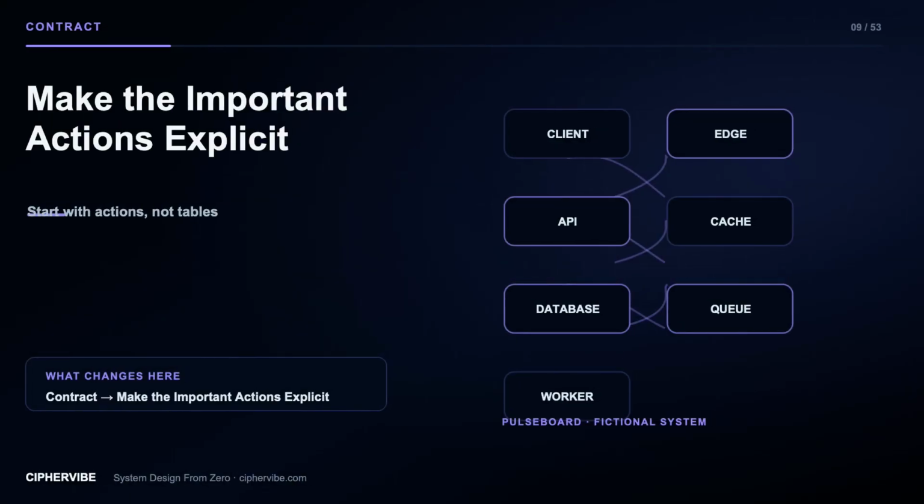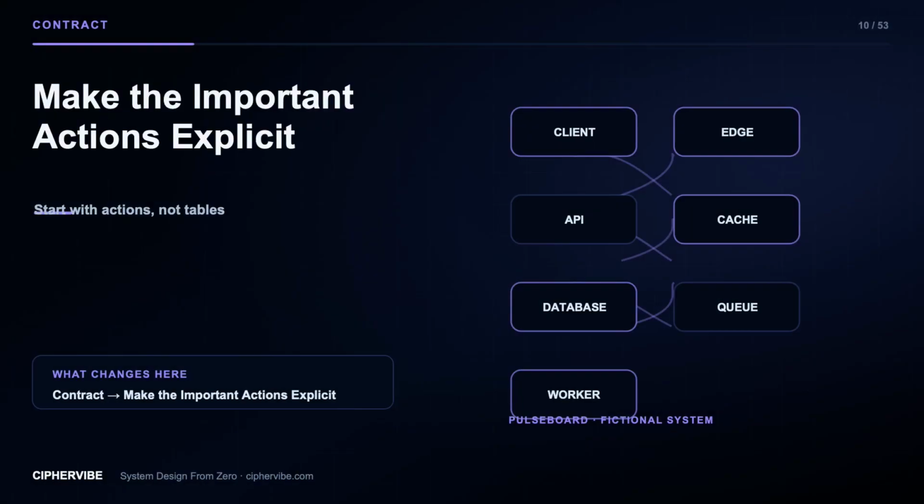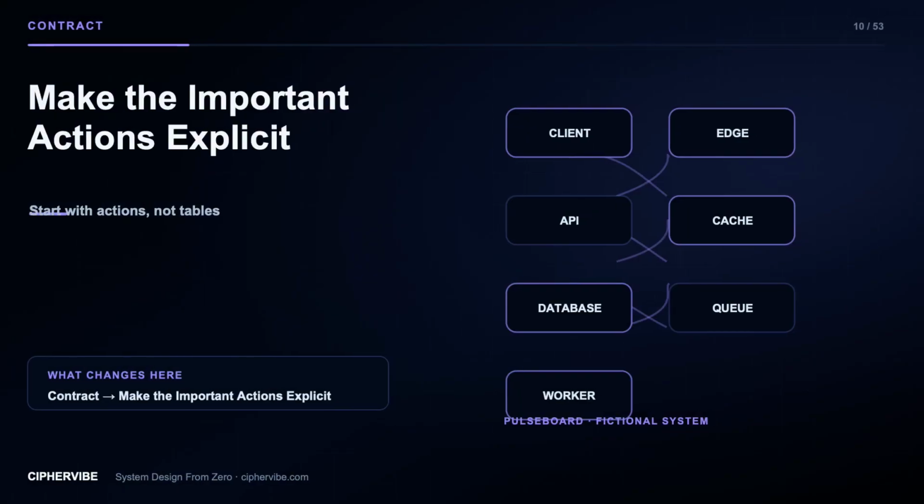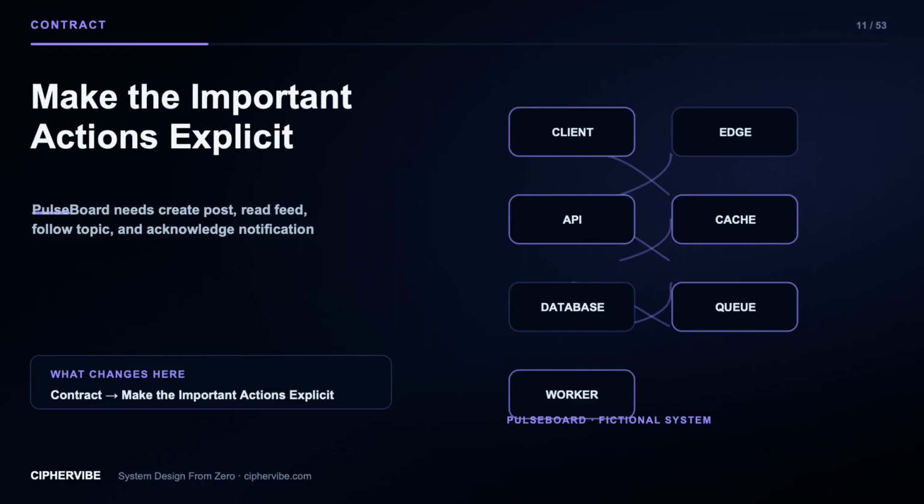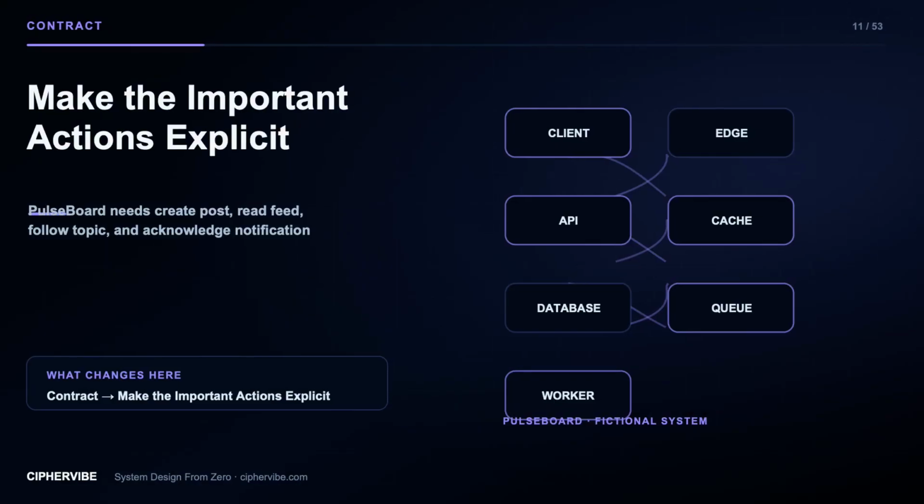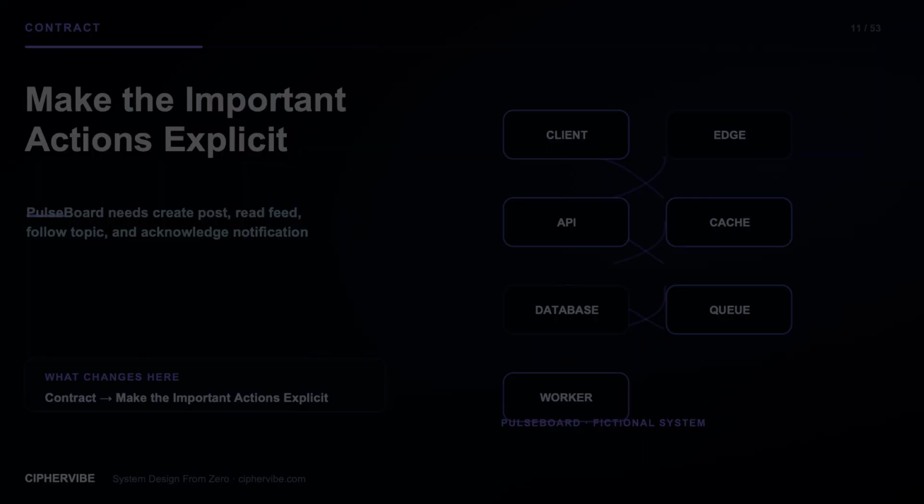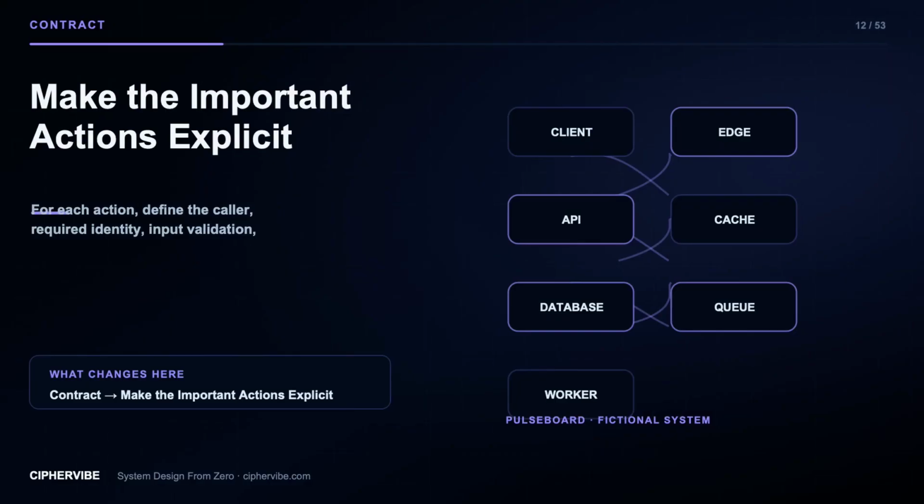PulseBoard needs create post, read feed, follow topic, and acknowledge notification. For each action, define the caller, required identity, input validation, successful result, error result, idempotency behavior, and pagination rule.